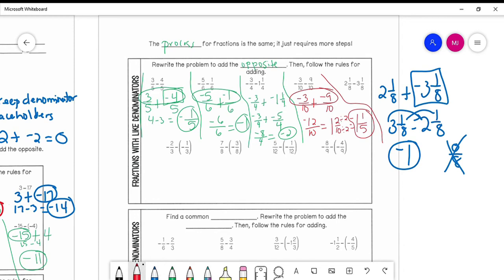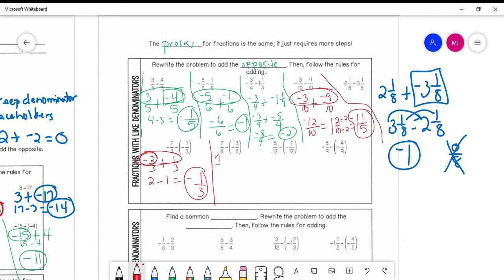Okay, looking at the next one. This time we've got the double negative going. We've got the subtraction of a negative. Okay, still changing it to add the opposite. Keep that first number, add the opposite. Denominators are the same, so we're going to focus on the numerators. Signs are different, find the difference. 2 minus 1 is 1. Keep the denominator. Focus on what sign we need. Well, 2 is greater, 2 is negative, answer is negative 1/3.